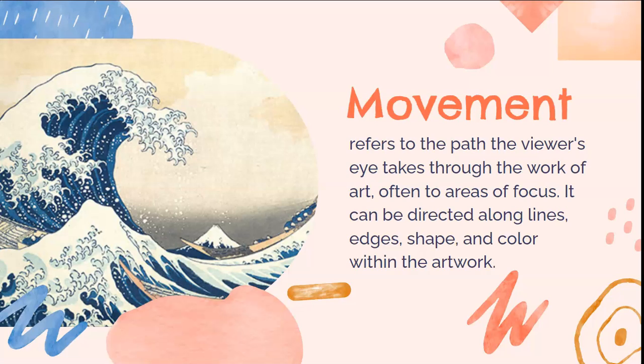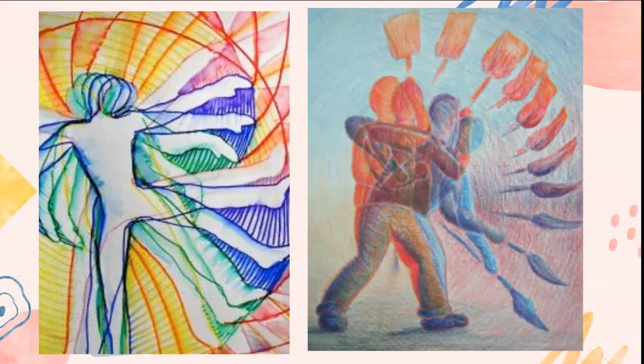As you can see in this example, the waves show to what direction the wave takes the viewer's eye in the artwork. We also have here several examples. Movement is actually the principle of art that artists use in making optical illusions. So you can see here, artists use repeated motions of a subject to create the illusion of movement.